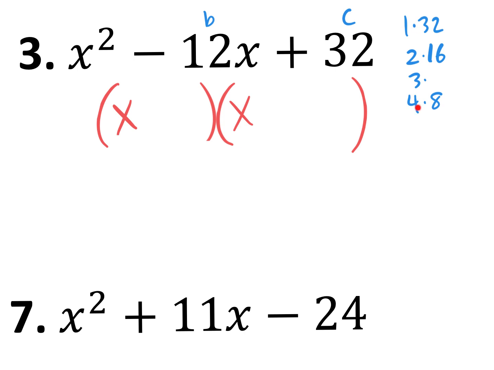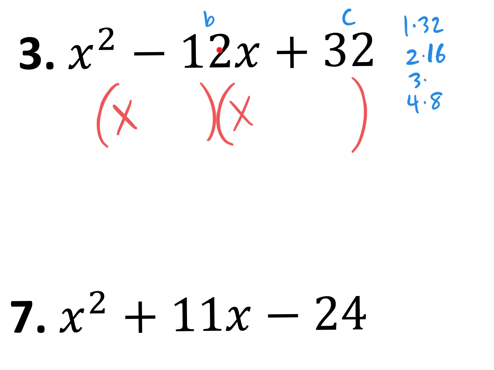And then once you have your list, all you got to do is go back and add, and not multiply, but add 1 plus 32. 1 plus 32 is 33, and this number is not 33. If I add 16 plus 2, that's 18. This number is not 18. If I add 8 plus 4, that's 12. And this is a 12, but I want it to be a negative 12.